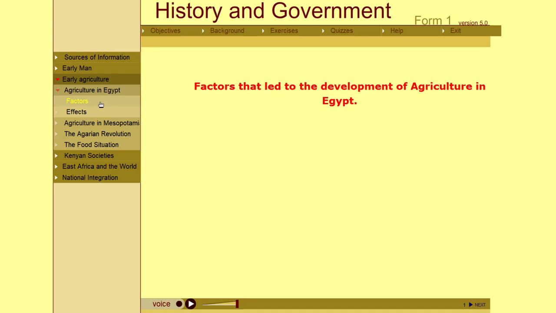Several factors led to the development of early agriculture in Egypt. 1. Presence of River Nile, which provided water for irrigation. 2. Presence of fertile silt deposited in the fields during floods by River Nile and its tributaries. 3. Availability of indigenous crops, for example, wheat and barley. 4. Availability of farm tools, for example, hoes, sticks and ox-drawn plow, and 5. The use of irrigation, especially the shadoof, which they heavily relied on.